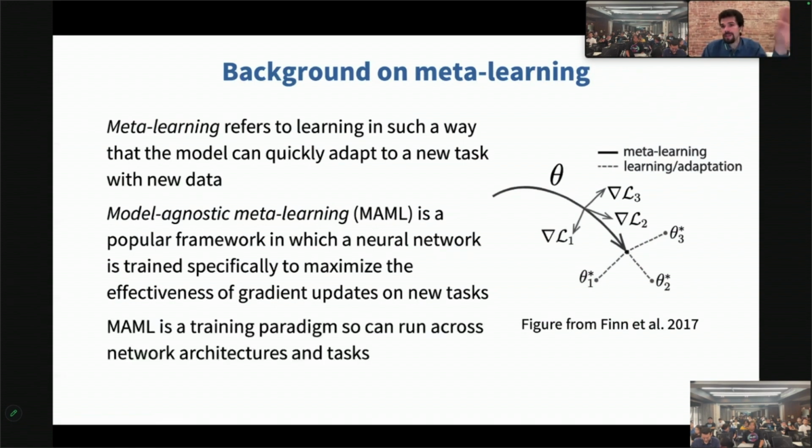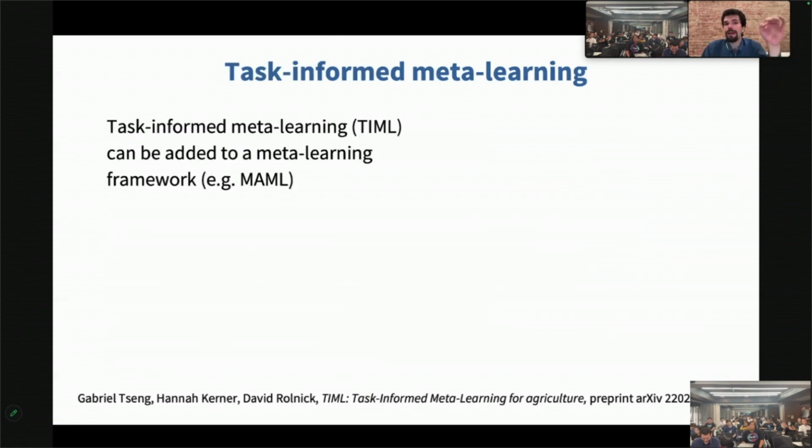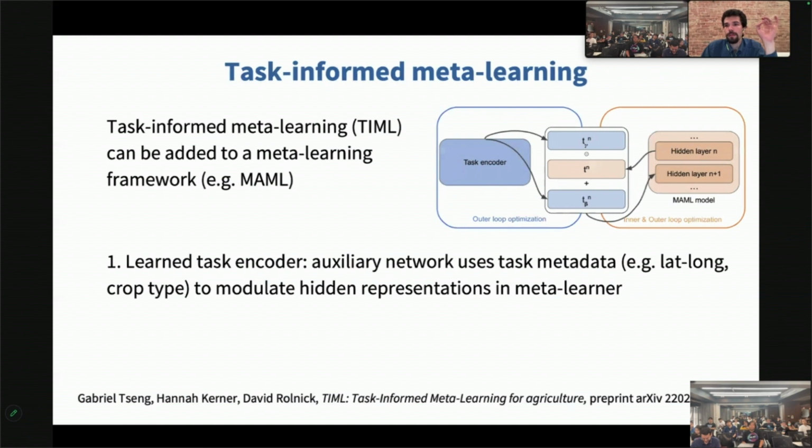Now, this is how MAML works. It's a training paradigm that can run across neural network architectures and tasks. We're going to add on to MAML, and we're going to build specifically 2 components onto MAML. The first one is we are going to incorporate different metadata about the task being learned.